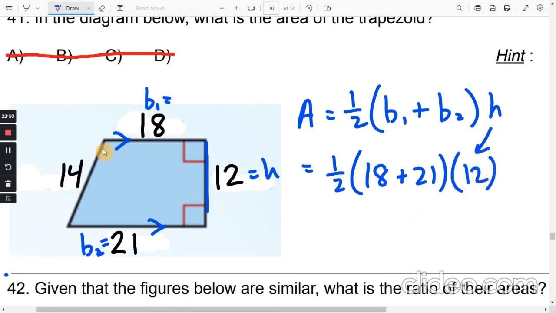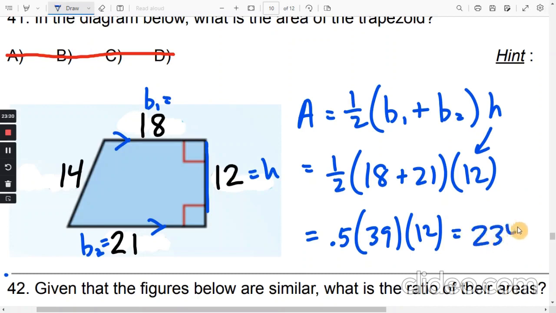Now, why isn't it this side? Because H has to be perpendicular to the bases, okay? So this side is not your H. And let's see, 1/2, you can make it 0.5 if you want, or you can just divide by 2 at the end. But 18 plus 21 is 39, and that's a 12. All right, so 0.5 times 39 times 12, and that's 234. Okay, if you don't like 0.5, you can just divide by 2 at the end after you multiply these two numbers. Same thing.